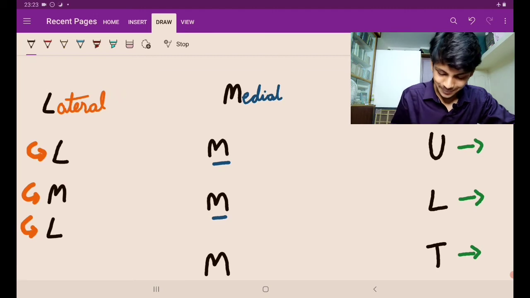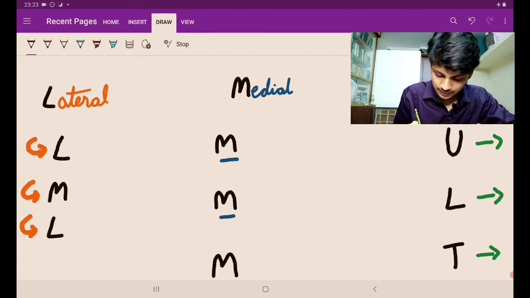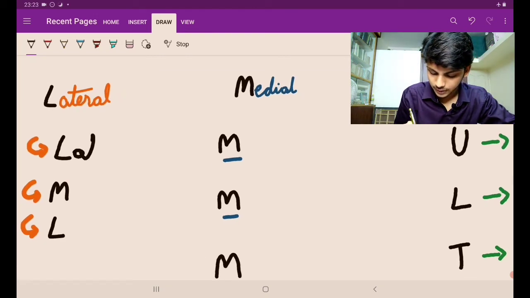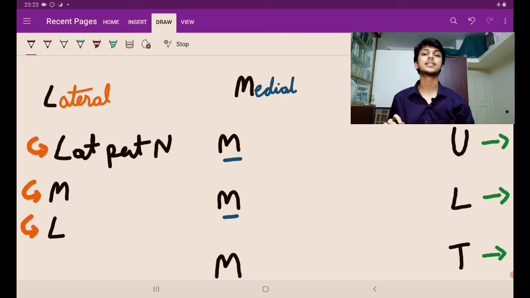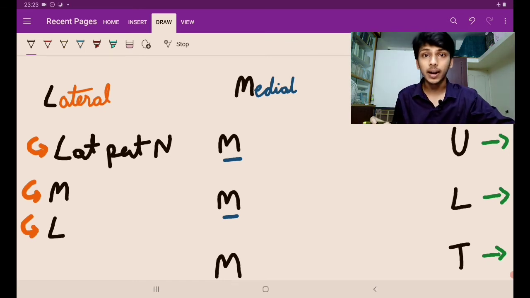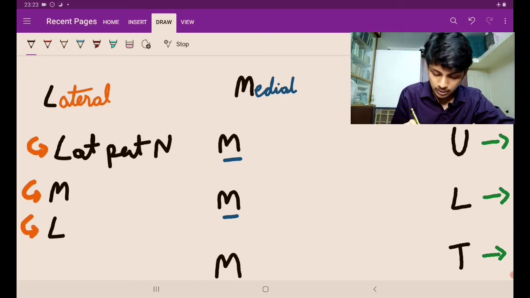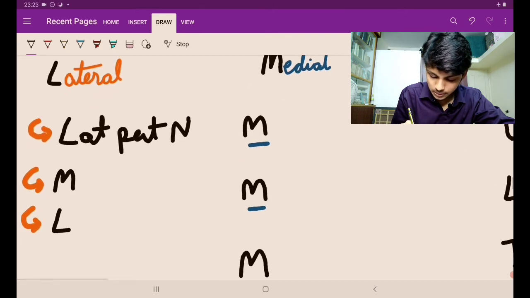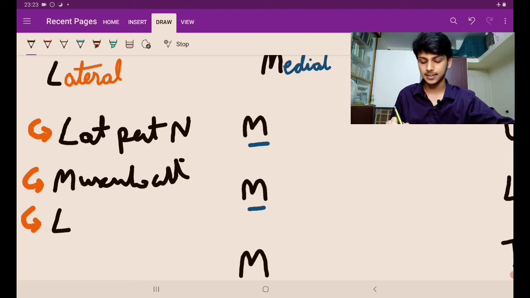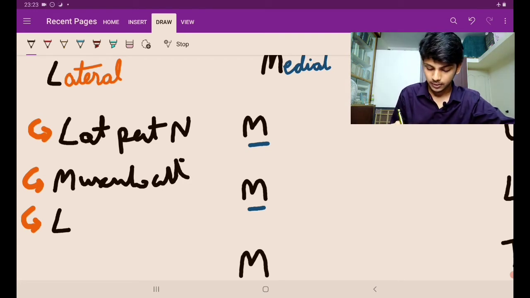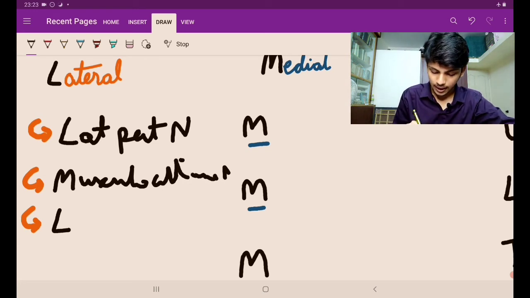Now, what is L? L is the lateral pectoral nerve. Where did we learn that? We learned it in the blood and nerve supply of the pectoralis major muscle, and according to some references, it also supplies the pectoralis minor muscle. Then there is the musculocutaneous nerve. Why musculo? Because it supplies the muscle. Why cutaneous? It also supplies the skin. Then there is lateral root of median nerve.